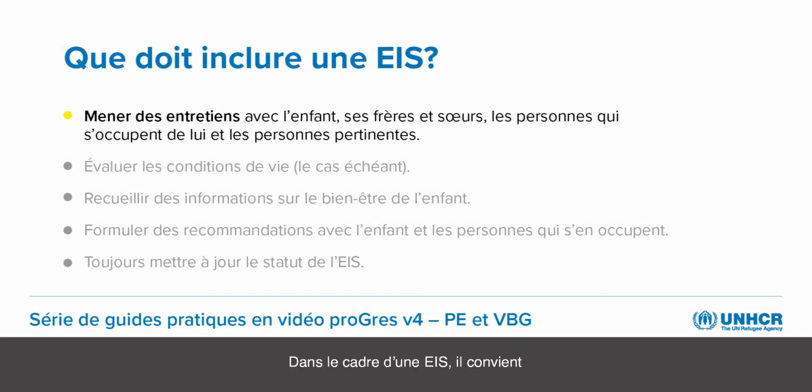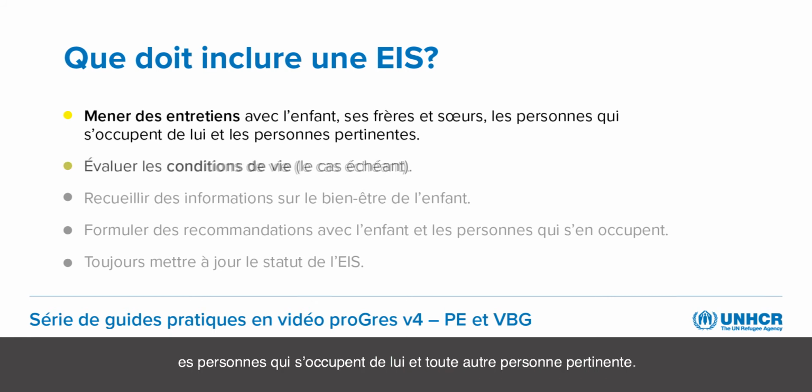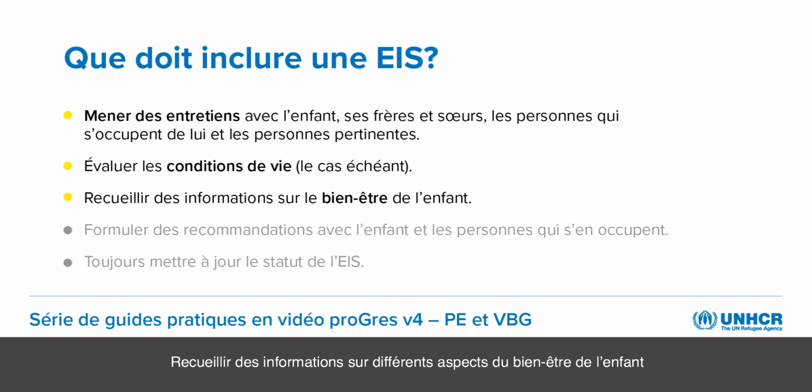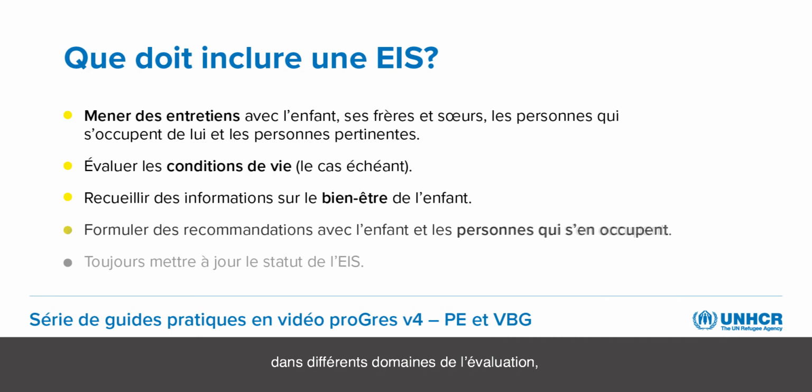BIAs should include conducting interviews with the child, sibling, current caregivers, or any other relevant persons. Wherever relevant, conducting a home visit to assess the living conditions of the child. Collecting information on different aspects of the child's well-being in different areas of the assessment. And finalizing recommendations with the child and the caregivers.